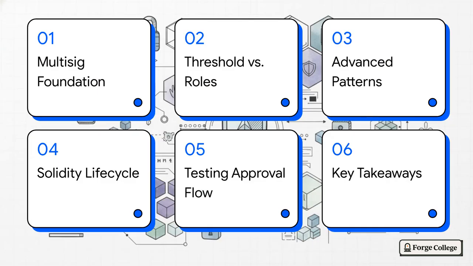And here is our master schematic for today's explainer. First, building the multisig foundation. Second, threshold versus role separation. Third, advanced patterns and trade-offs. Fourth, the Solidity skeleton lifecycle. Fifth, testing your approval flow. And finally, number 6, key takeaways for implementation.